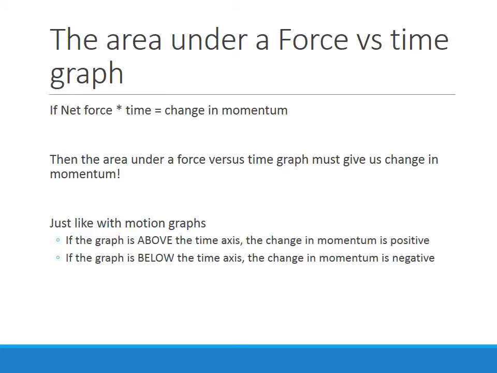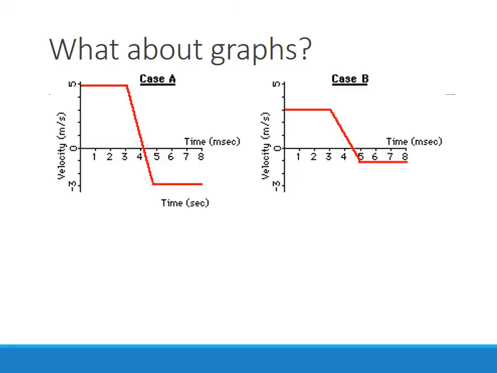Just like we saw with motion graphs, if the graph is above the time axis, then the change in momentum is positive. And if the graph is below the time axis, the change in momentum is negative, okay? So this is really not the area under a force versus time graph. It's the area between the graph and the time axis. So what about these graphs?